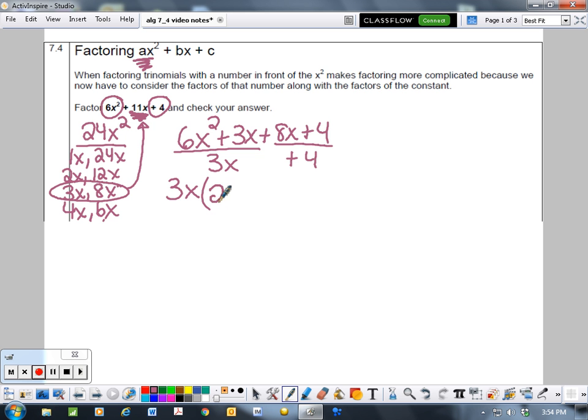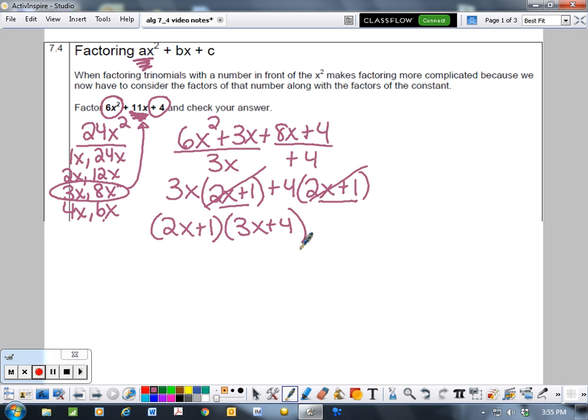So 6 divided by 3 is 2x. 3 divided by 3 is 1. Then I'm factoring out the 4. 8 divided by 4 is 2. 4 divided by 4 is 1. Now that these match, I know I'm good, so I factor that out. And what's left behind is my next factor, 3x plus 4. So nothing different about the way we factored this from 7.3. It's just, if we didn't take the time in 7.3 to really learn this method, it makes 7.4 so much harder.